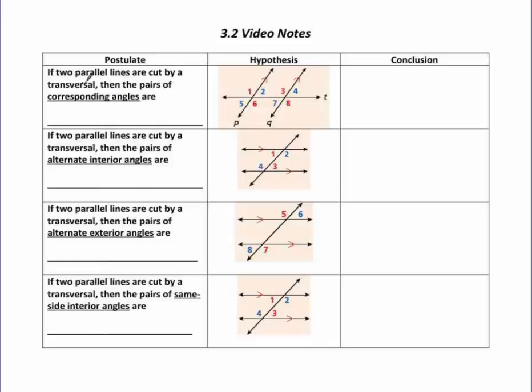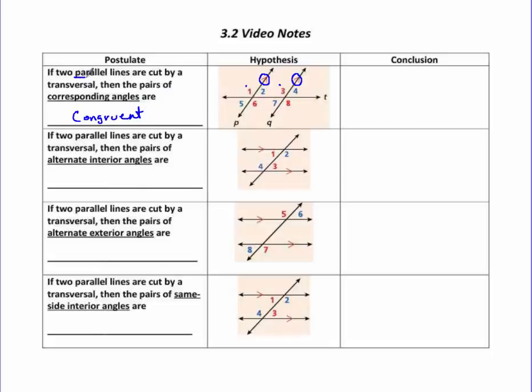And so the first one is about corresponding angles. It says if two parallel lines are cut by a transversal, then the pairs of corresponding angles are... So we're talking about angle 1 and angle 3. That is a pair of corresponding angles. If the two lines that are cut by the transversal have these little symbols, meaning that they're parallel, then we can say that the corresponding angles are congruent.